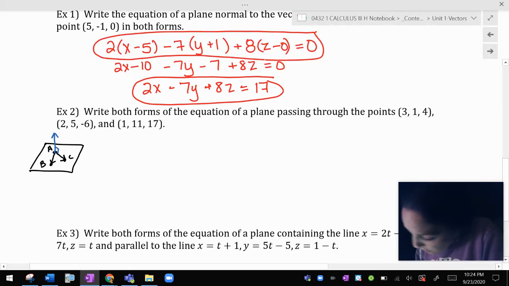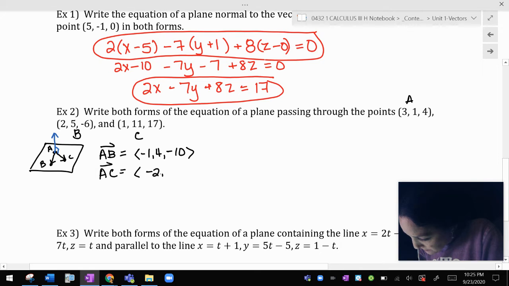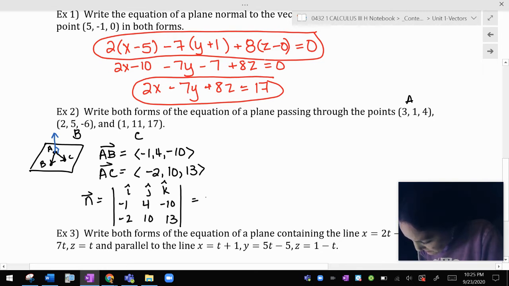So let's do it. Let's call these A, B, and C. And let's create a cross product. So AB would be the vector -1, 4, -10. AC would be the vector -2, 10, 13. And my normal vector n, I'm going to call it n, is going to come from the cross product of those two vectors. -1, 4, -10, -2, 10, 13.